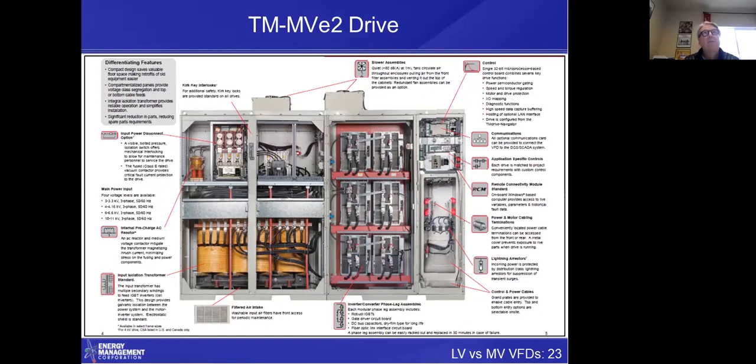Now, I have never known anyone who's been injured on a medium voltage drive. I know lots of people who have been injured working on low voltage drives. So that's an important point. I think when you're looking at choosing one or the other, safety should be a major point that you consider.